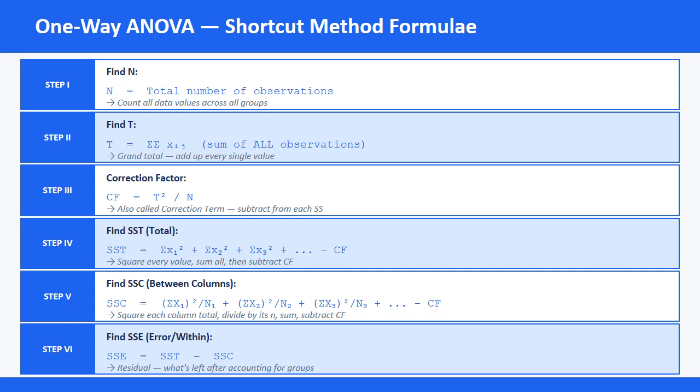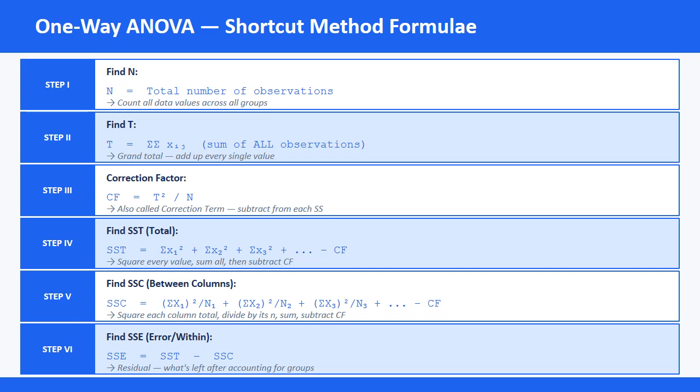Now let us go step by step through the shortcut method. The first step is to find N. Count all observations across all groups. The second step is to find T. Add all observations to get the grand total. The third step is the correction factor, that is CF, which is equal to T squared divided by N. This is very important because it is used in all further calculations. The next step, step 4, is finding the total sum of squares, which is abbreviated as SST. So square every value, sum them and subtract CF.